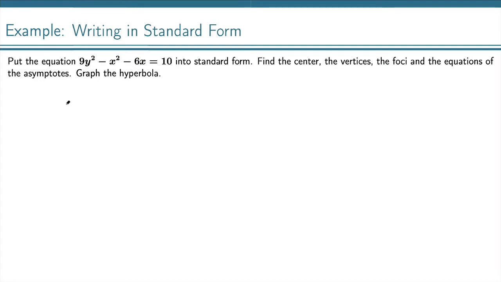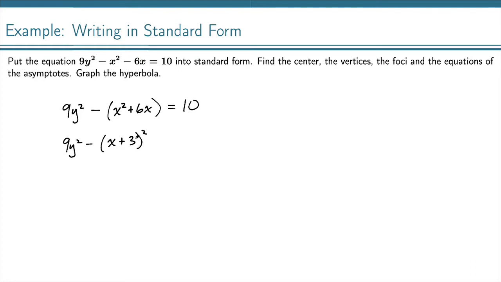So we've got our 9y squared, that's fine because there's no other y terms. But then we've got these x terms. So first I'm going to go ahead and factor the negative out. And we've got x squared plus 6x. And then I can complete the square. So that's x plus half of this number, 3 squared.